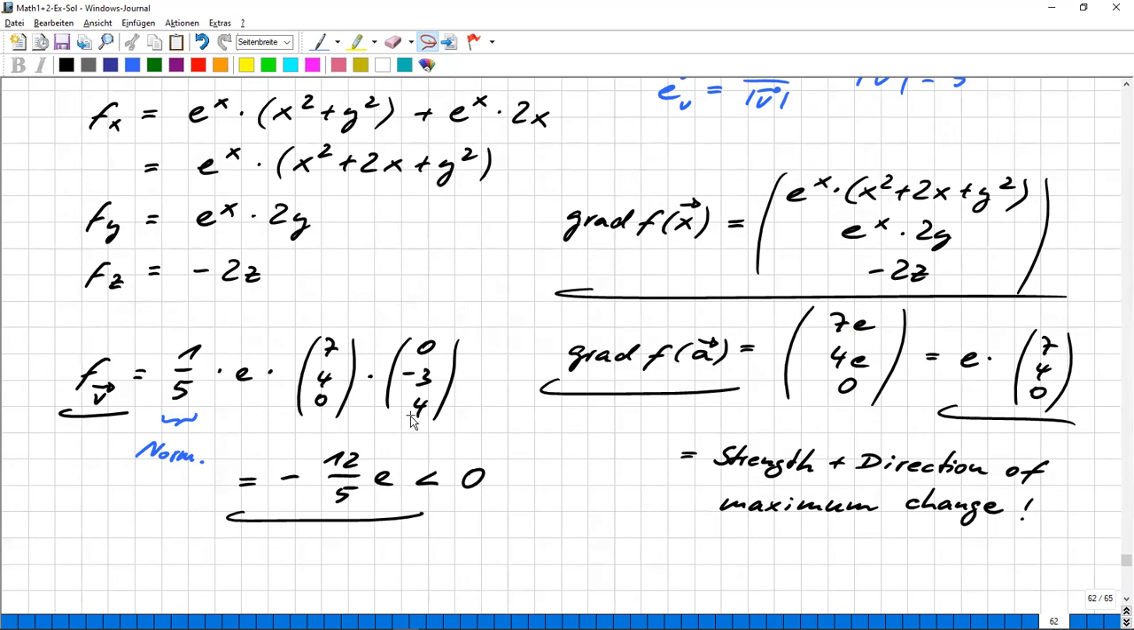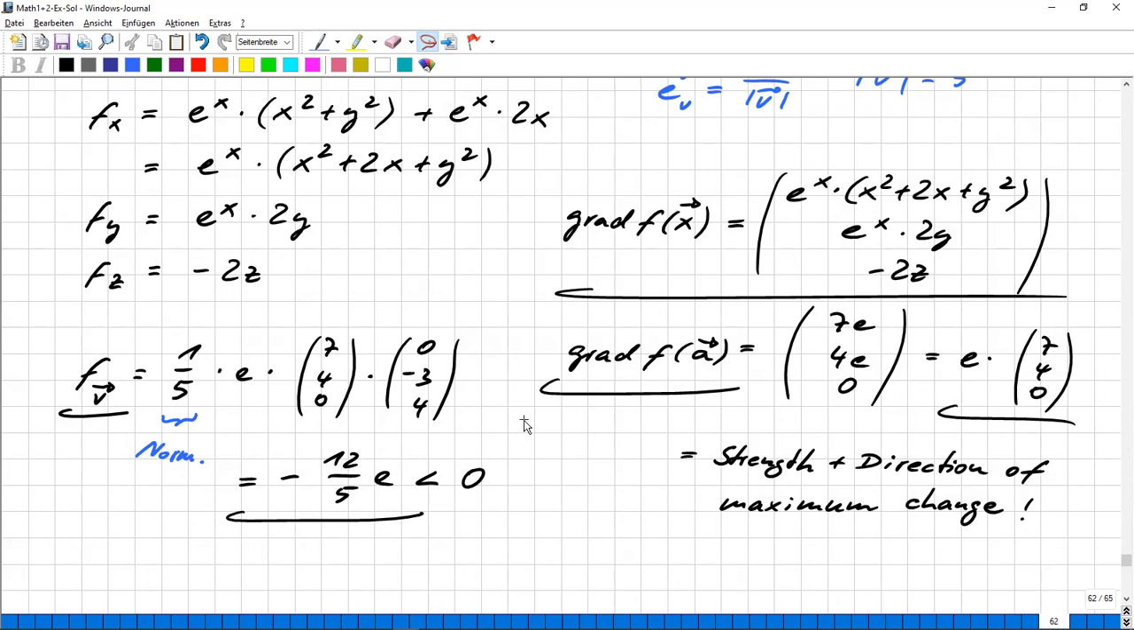So it means, in other words, if by chance I would choose the v vector to be identical in direction with the gradient, then I would expect a maximum result. And that's what I would get, because the scalar product of the gradient by more or less itself, divided by its own absolute value, would be a maximum result.